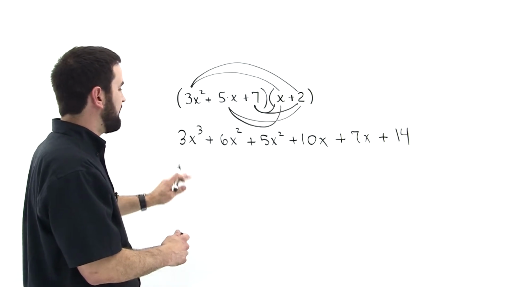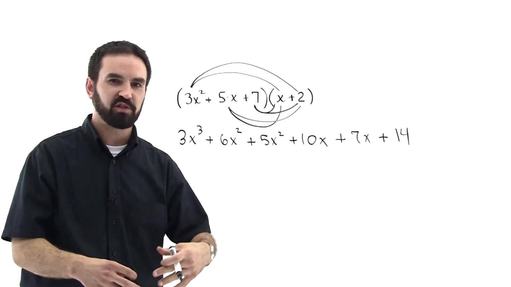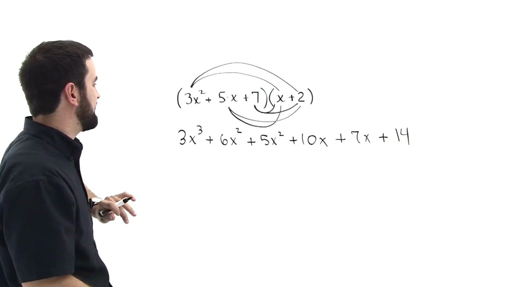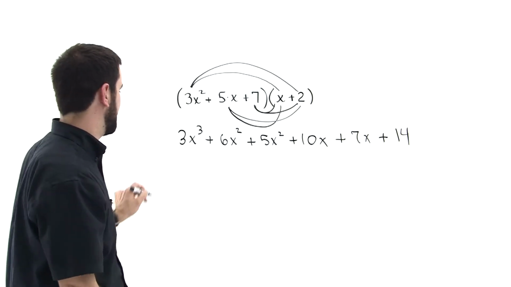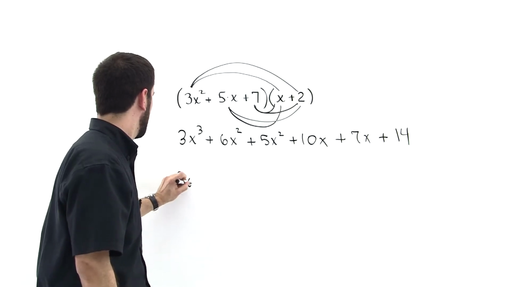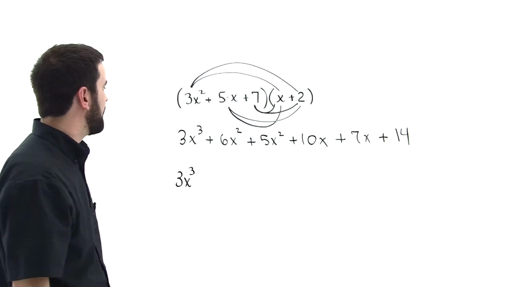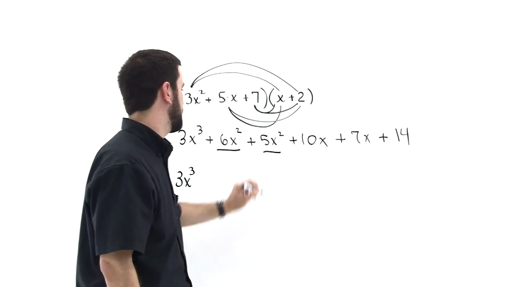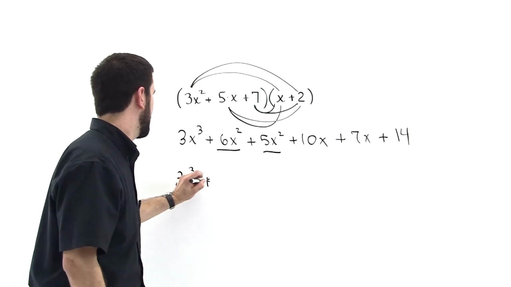So we see that in combining like terms, we remember is just combining like powers, right? So we see that this 3x cubed stands alone. There's no other x cubed term. So 3x cubed stands alone. But then we see that the x squared terms, this is an x squared and this is an x squared. So we have plus 11x squared.